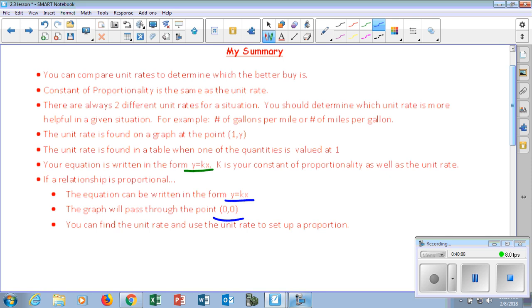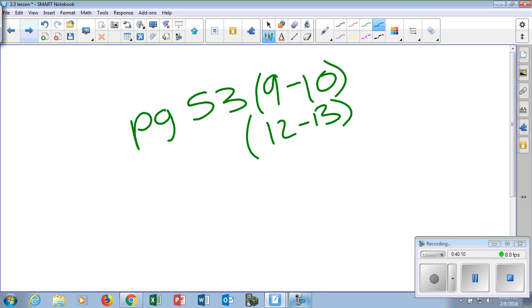So, with this being said, our homework is page 53, numbers 9 through 10 and 12 through 13, and there is a worksheet on page 52. So our worksheet on page 52 will be due tomorrow.